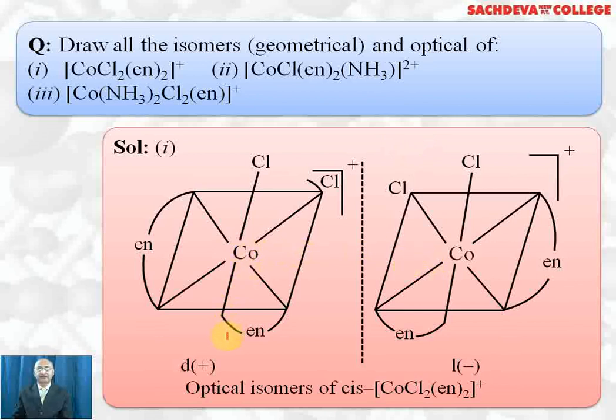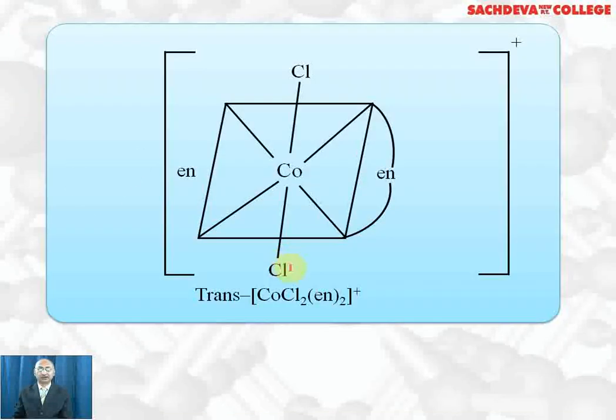The cis form will have two optical isomers. One will be dextrorotatory, the other will be levorotatory. Both are mirror images of each other and non-superimposable. This is the trans form. The trans form will not show optical isomerism.